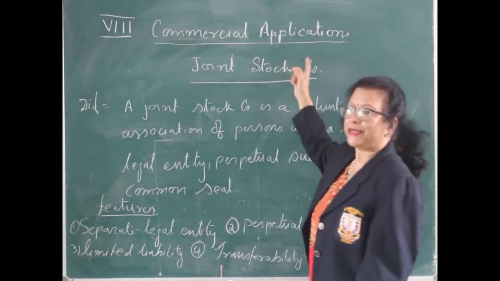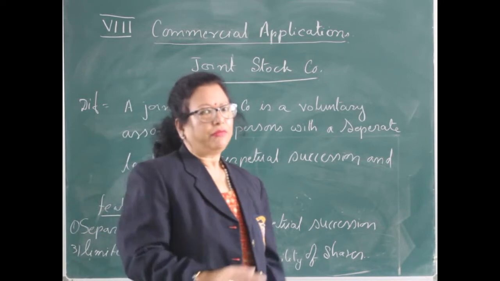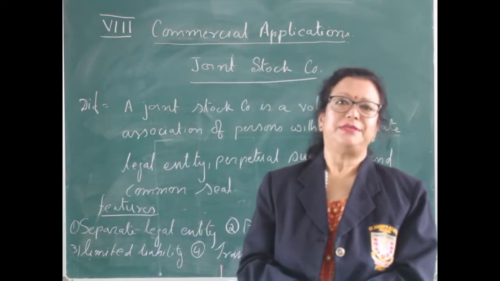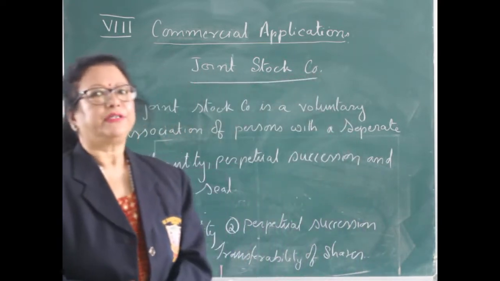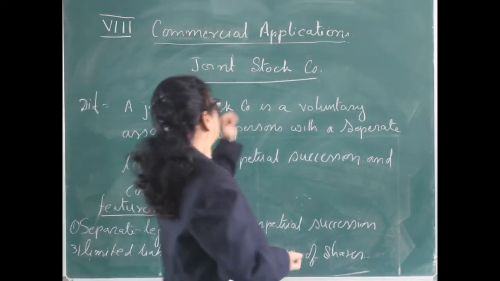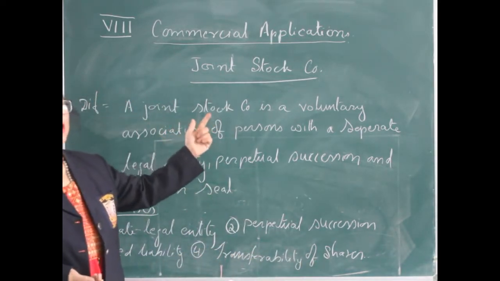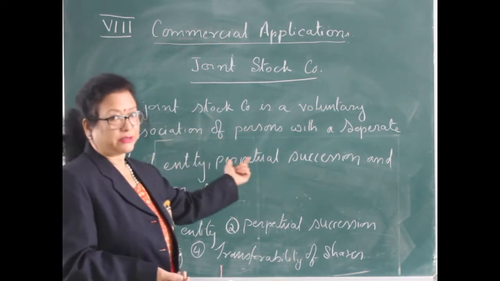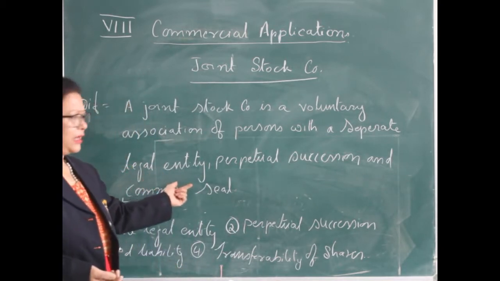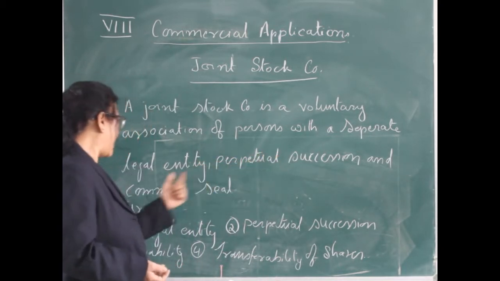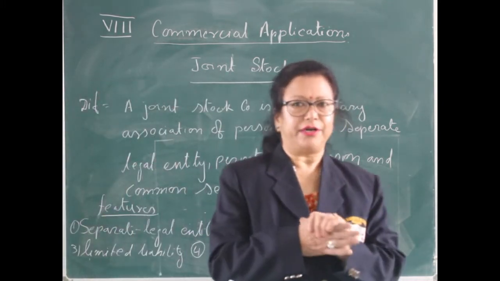Paid commercial application, we are going to do the chapter on joint stock company. Now we have already finished the sole proprietorship form of business and the partnership form of business. Now here is the definition. A joint stock company is a voluntary association of persons with a separate legal entity, perpetual succession, and common seal. Okay. Now this is the definition. You have to learn it by heart.